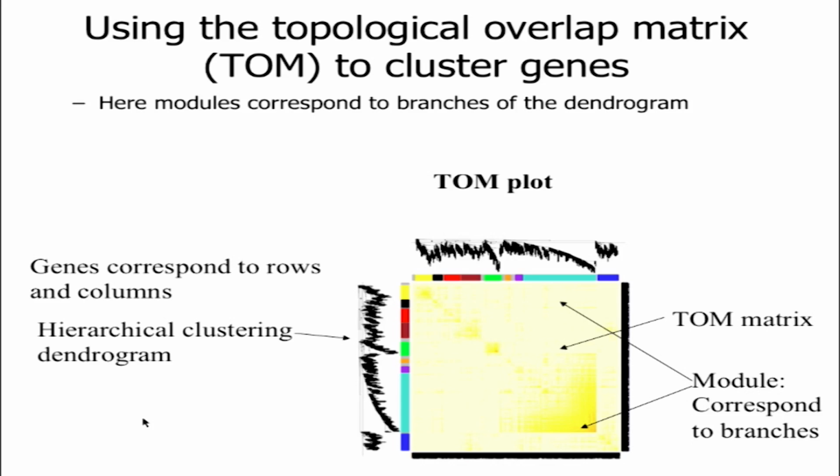Here, this matrix visualizes this distance measure, the topologic overlap between genes. The rows and the columns correspond, of course, to the genes, but now they are sorted according to the hierarchical cluster tree. The modules then correspond to squares along the diagonal where you see a thick, dark yellow. What does dark yellow mean? Highly connected. So for example, here the turquoise branch corresponds to this square, and you notice that the genes are highly connected.